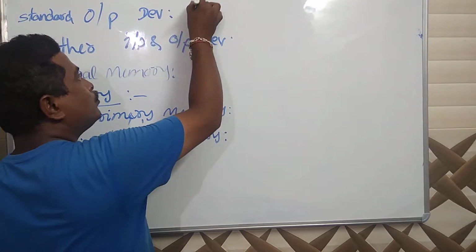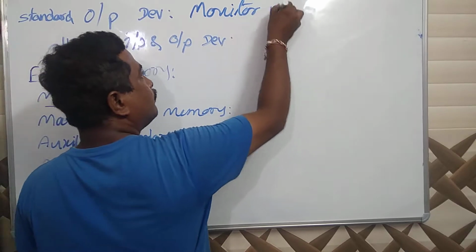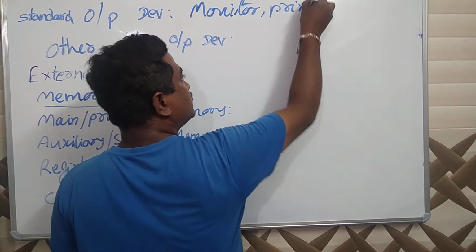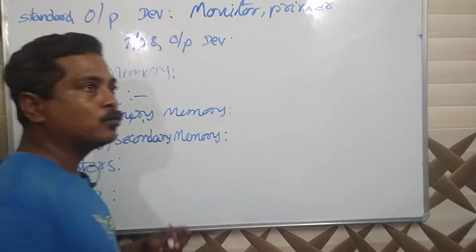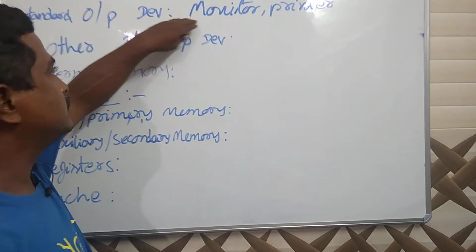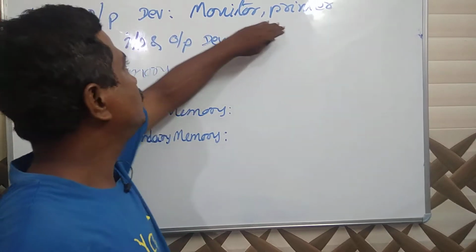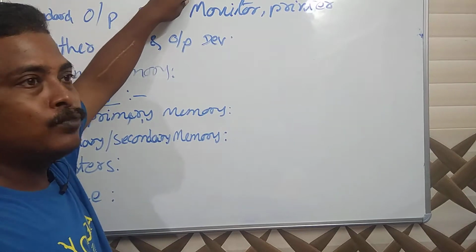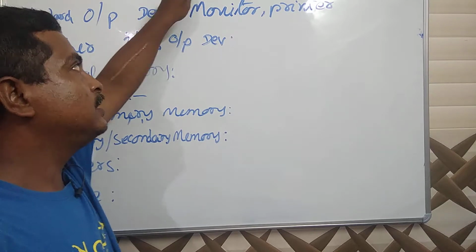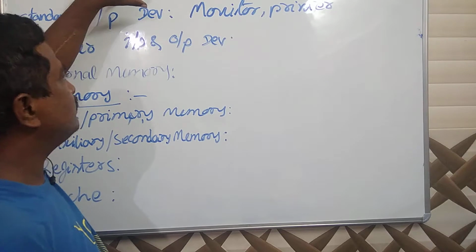Similarly, standard output devices are monitor and printer. Means while programming, by default the computer takes monitor as the standard output device. By a slight change, you can take printer as the standard output device. Similarly, for standard input the computer thinks of keyboard first, then mouse. Okay, so these are called standard input devices.